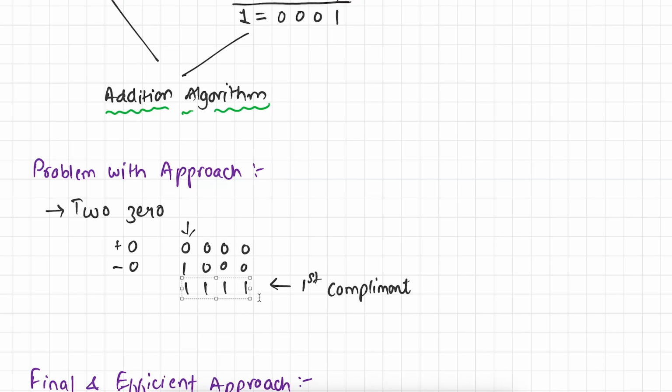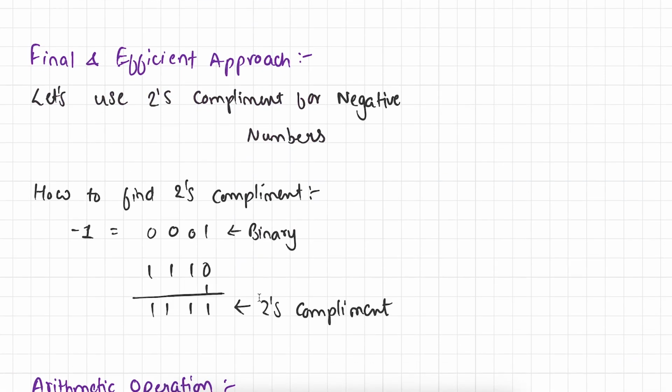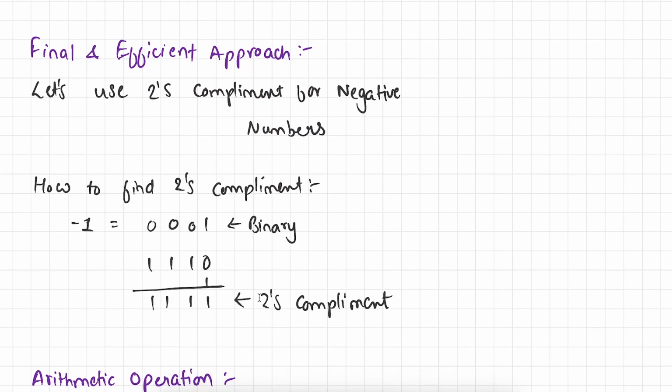Now let's see how to solve this problem. After thinking again and again, the engineers came up with one efficient and final approach, and that is to find the 2's complement of a negative number. Let's see how it works.